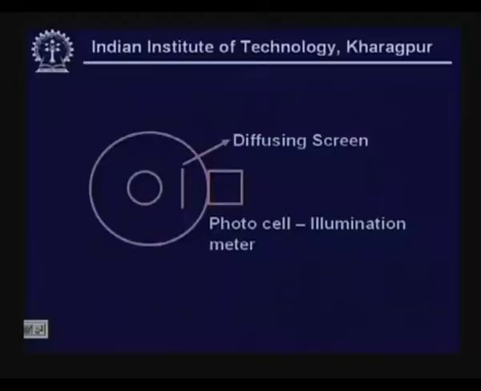Now what you see is a way to create a simple lux meter. What we observe, there are two circles. The outer circle is an enclosed opaque sphere with a small opening, and the smaller circle inside represents the source. There is a diffusing screen so that most of the light flux goes through the opening and is measured using a photocell or illumination meter. We will look into the illumination meter or photocell, how it works, a little later.